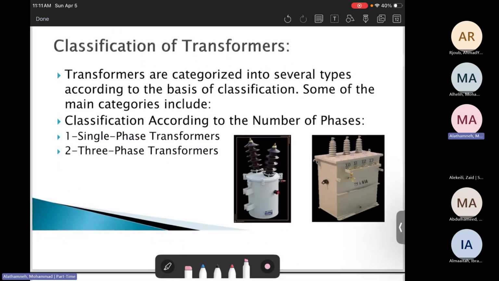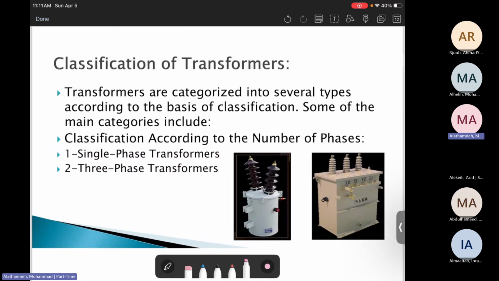Classification of the transformers. The transformers can be categorized into several types according to several specifications. The first one: single phase and three phase transformers. Single phase transformers convert from one voltage to the other one. Three phase transformers are the same, but depending on the number of phases.